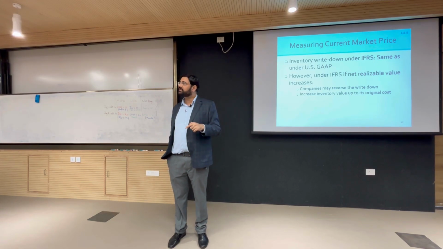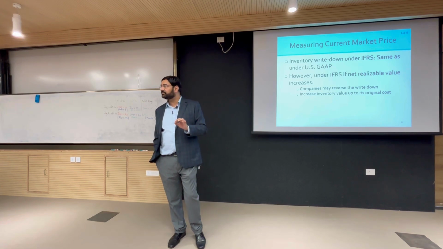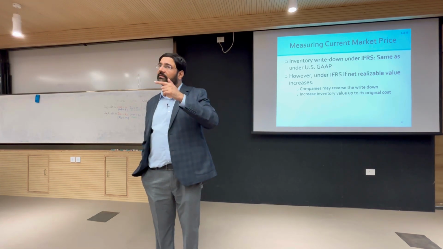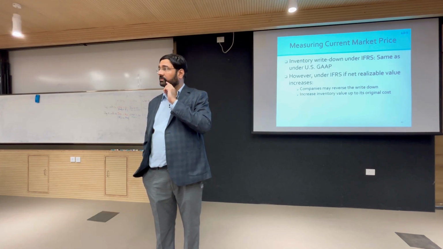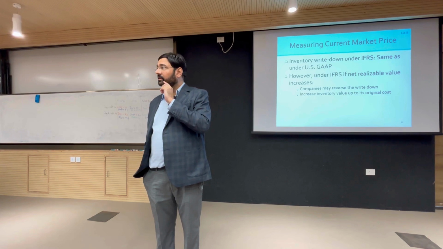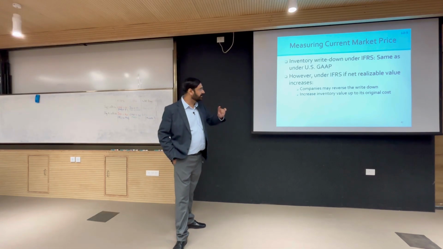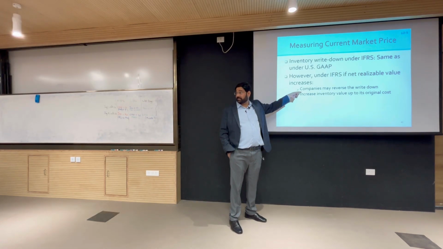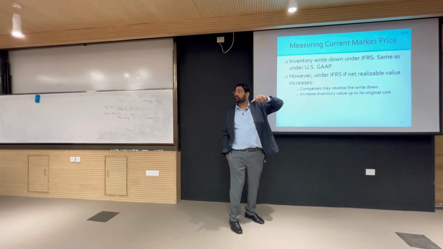Now the market value has risen from 8 to 12. Market value has risen from 8 to 12. So how should you write up the inventory, or by how much? Under US GAAP that's not allowed, right? But under IFRS, if the net realizable value increases subsequently, first it has gone down from 10 to 8, then it increases from 8 to 12.